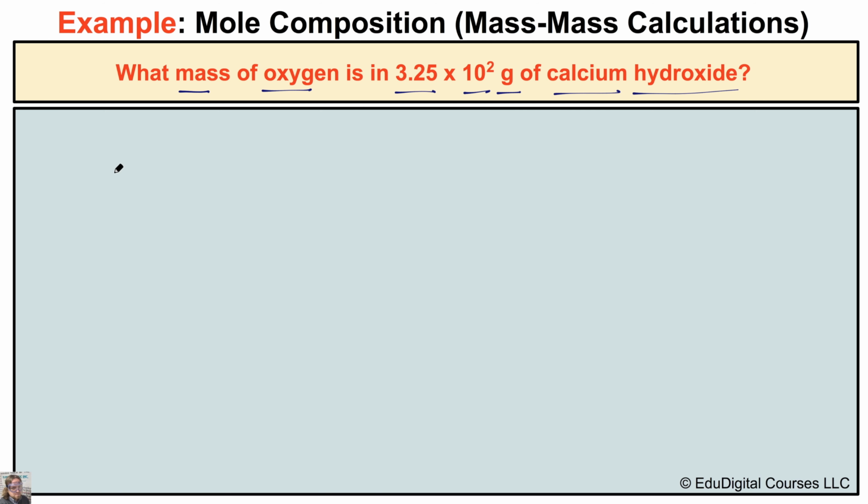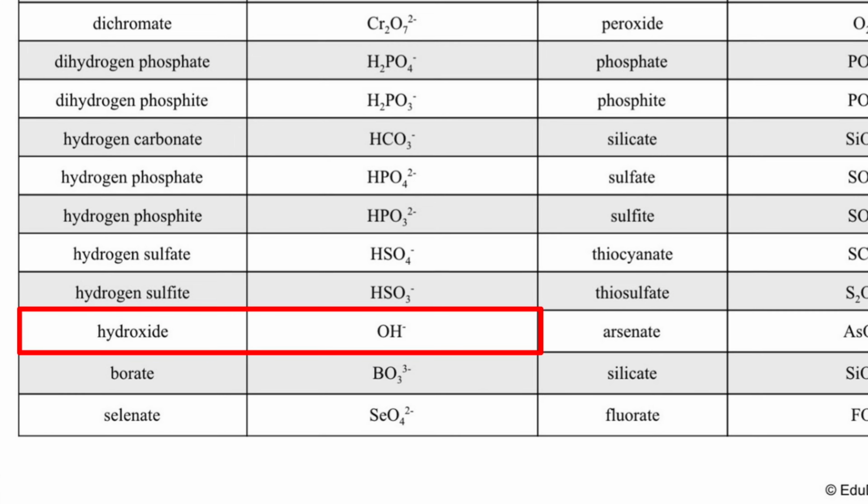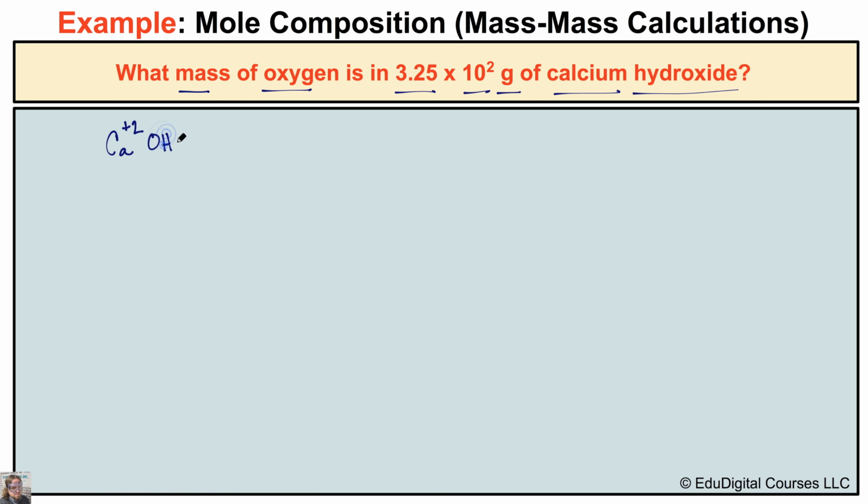calcium hydroxide. So we know the chemical symbol of calcium is Ca, and calcium comes from group 2 on the periodic table of elements, therefore it has a positive 2 charge. Its ion has a plus 2 charge. Hydroxide, if we take a look at a polyatomic ion list, like the one that just popped up in front of you, you can see the chemical formula for hydroxide is OH with a negative 1 charge.